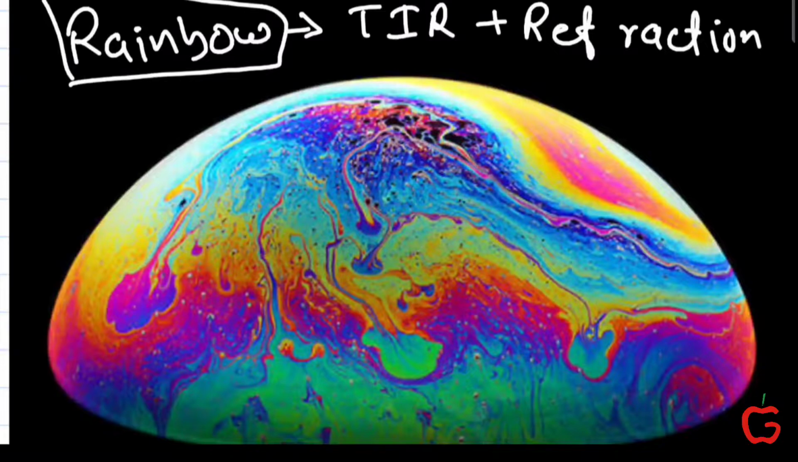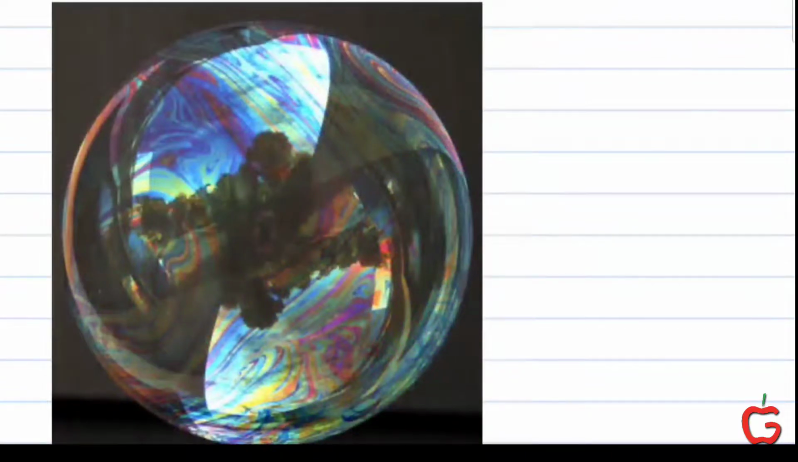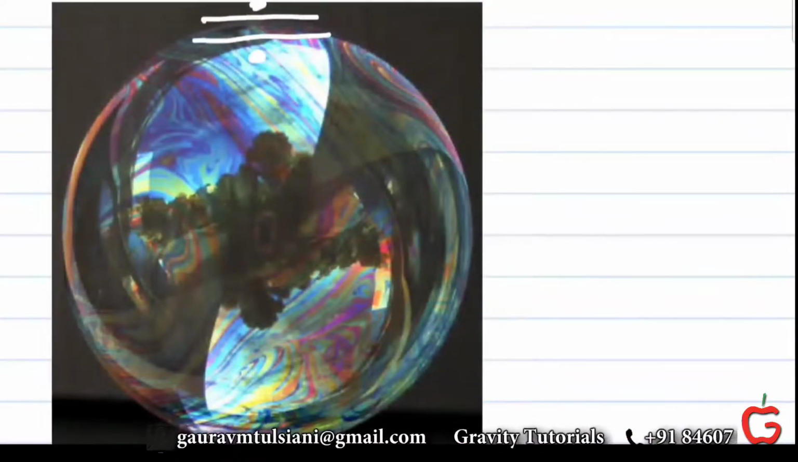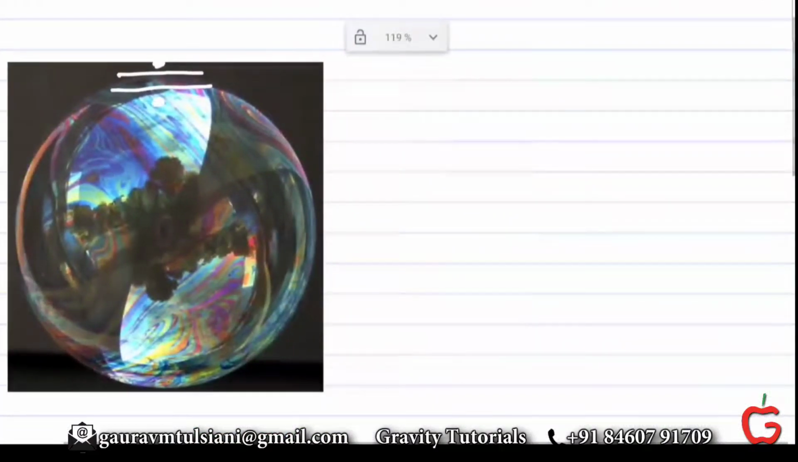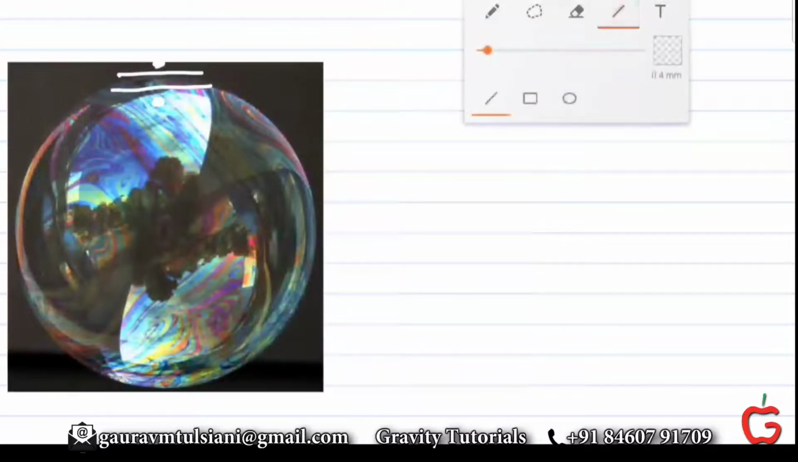The soap bubble is a thin film of soap which has air on its two sides. The outside and the inside of a soap bubble have air. So the different colors of the soap bubble actually owe to the phenomenon called interference of light.